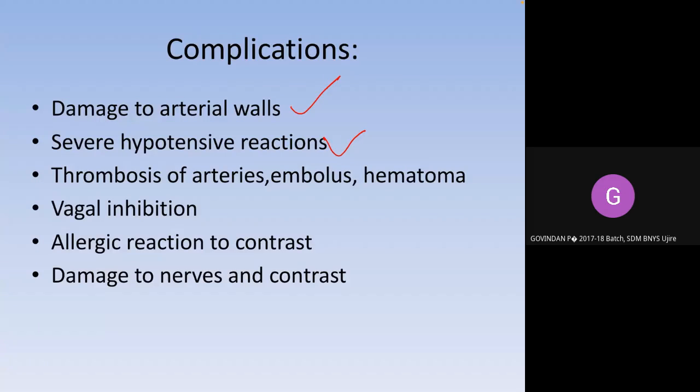So if such things happen, it can lead to hypotensive reactions, and then you can have thrombosis of arteries, embolus, and hematoma because of this, and vagal inhibition. What will vagal inhibition cause? Will it increase or decrease? Decrease. Decrease or increase? Up or down? Decrease, sir. What does vagal stimulation cause?